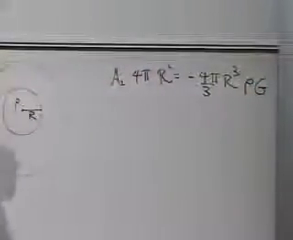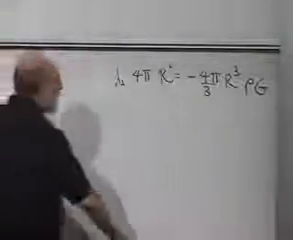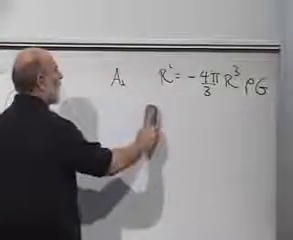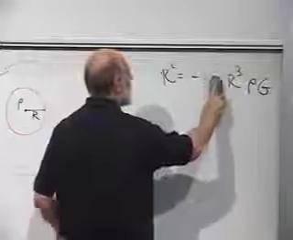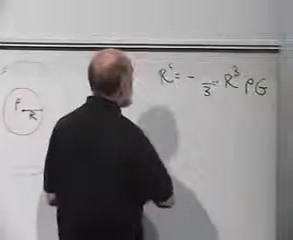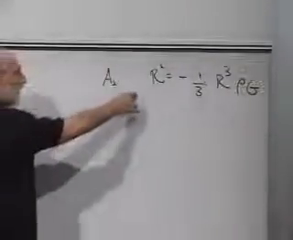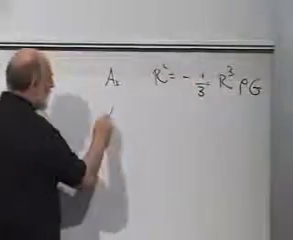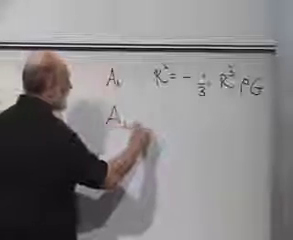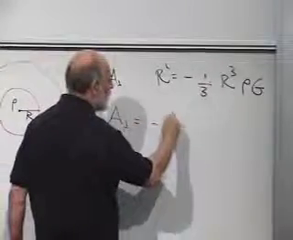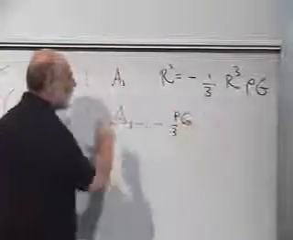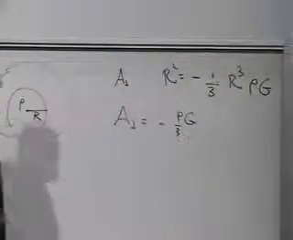All right, we can cancel out some things. We can cancel out the 4 pi's. And now we can divide by r squared. If I divide by r squared, what I get is A perpendicular is equal to minus 1/3 rho times G, times r.